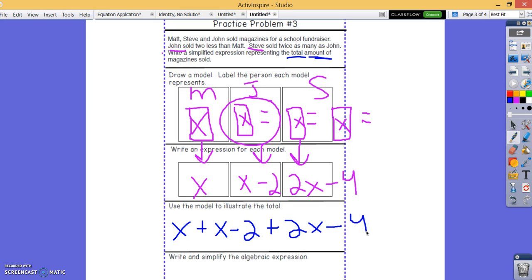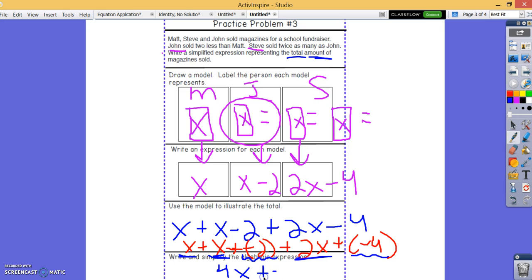And then I need to simplify this, so I'm going to have to do a leap change opposite first. You see all these minus signs, so x plus negative 2 plus 2x plus negative 4, and now I can combine my like terms. x plus x plus 2x, that's 4x, plus negative 2 plus negative 4 is negative 6. So my total here is 4x plus negative 6, or you could just say 4x minus 6. Either one is okay.